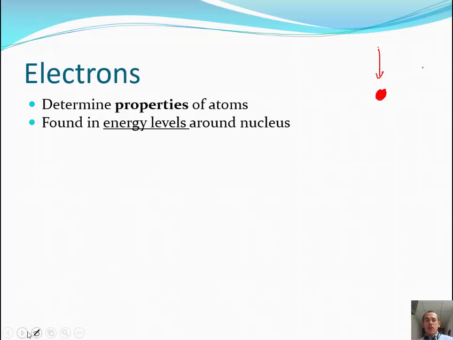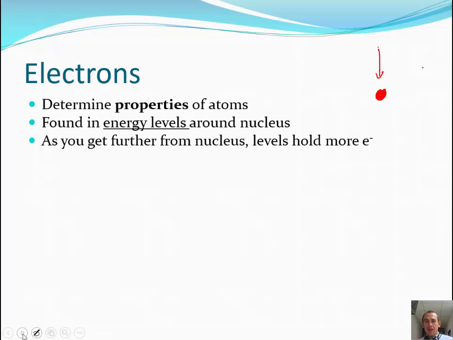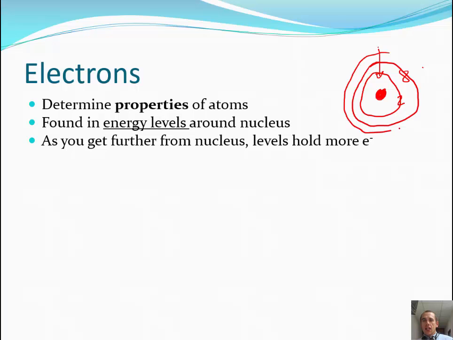And so these electrons are floating around in energy levels. As you get further from the nucleus, there's more of them. Okay? So the first energy level is fairly close, but it can only hold 2 electrons. The next energy level is out here. It can hold 8 electrons. The next energy level is out here, and it can hold 18 electrons. And in fact, there's a pattern to this, 2n squared, where n is your energy level. So further away, more electrons, and they have higher energy.